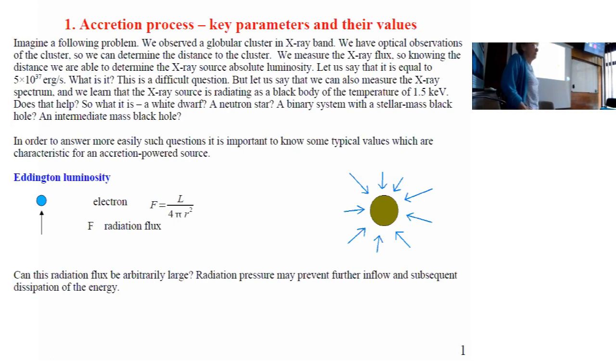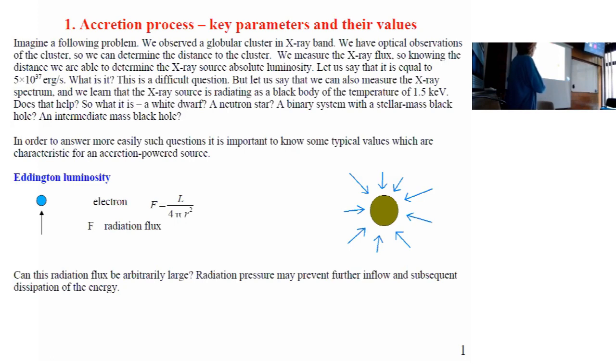And the first important parameter is the Eddington luminosity, and then the Eddington ratio, which is the ratio of the luminosity of the source to the Eddington luminosity. So the Eddington luminosity is defined in such a way that we have a spherical body, whatever it is, and the body is accreting, the energy is dissipated, so there is a lot of radiation also coming out from this body. And the obvious question is, can this accretion be arbitrarily high?